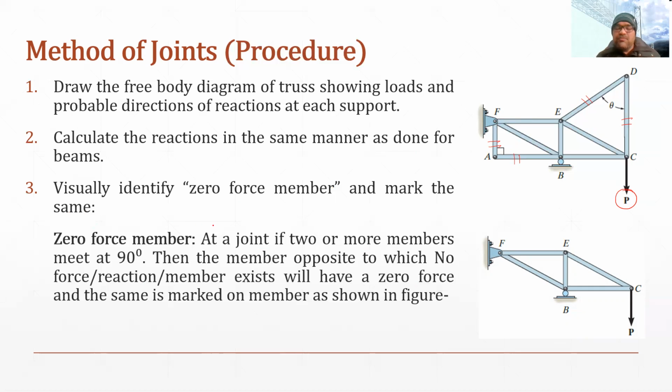Now, by chance, if you are not able to visually identify zero force members, in that case, you will follow the method of joints process, and at last, in the calculation, you will find member AF is having zero force, member AB is having zero force. So basically, to make the calculation work small, we generally do this visualization. So that is the indication for showing the zero force members.